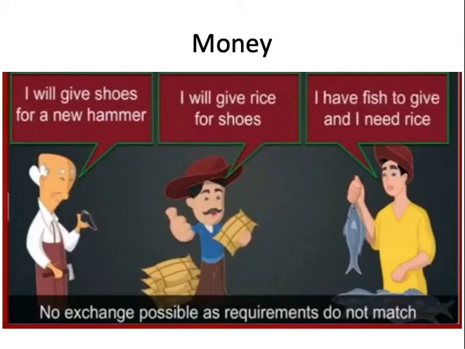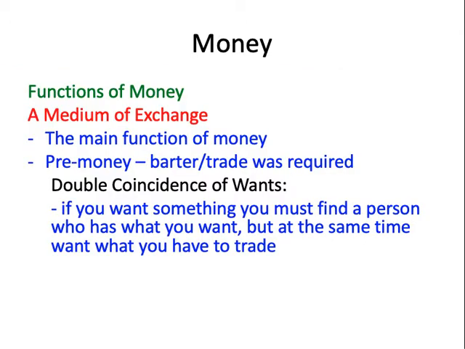So we don't want to have to deal with those things. It's better if this person wants to get the hammer with money. This person can get the shoes with money, right? So that's much simpler to do, right? So money solves the problem of the double coincidence of wants. That's the first and most important function of money.